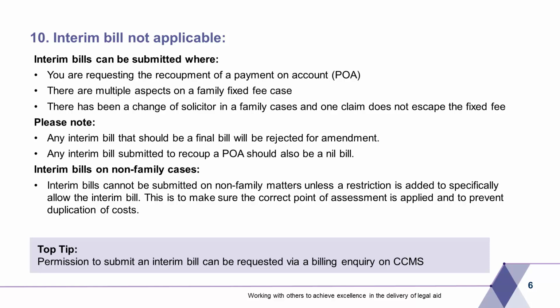Interim bills can be submitted where you are requesting the recoupment of a POA, where there have been multiple aspects on a family fixed fee case, or where there has been a change of solicitor in family cases and one claim or more does not escape the fixed fee. Any interim bill that should be a final bill will be rejected for amendment, and that's where the bulk of the rejections under this rejection category arise.